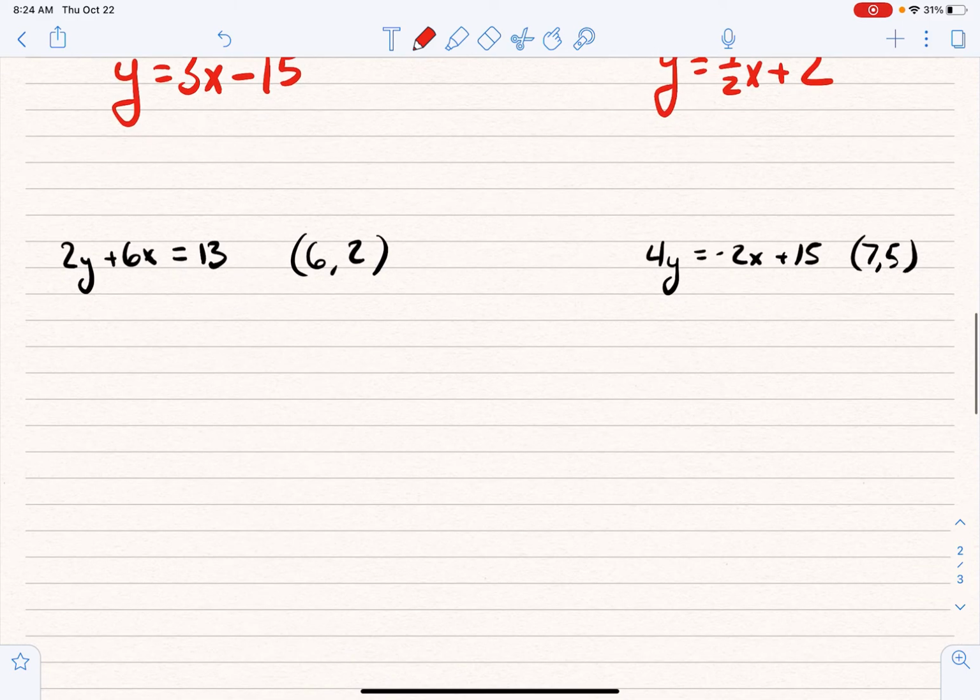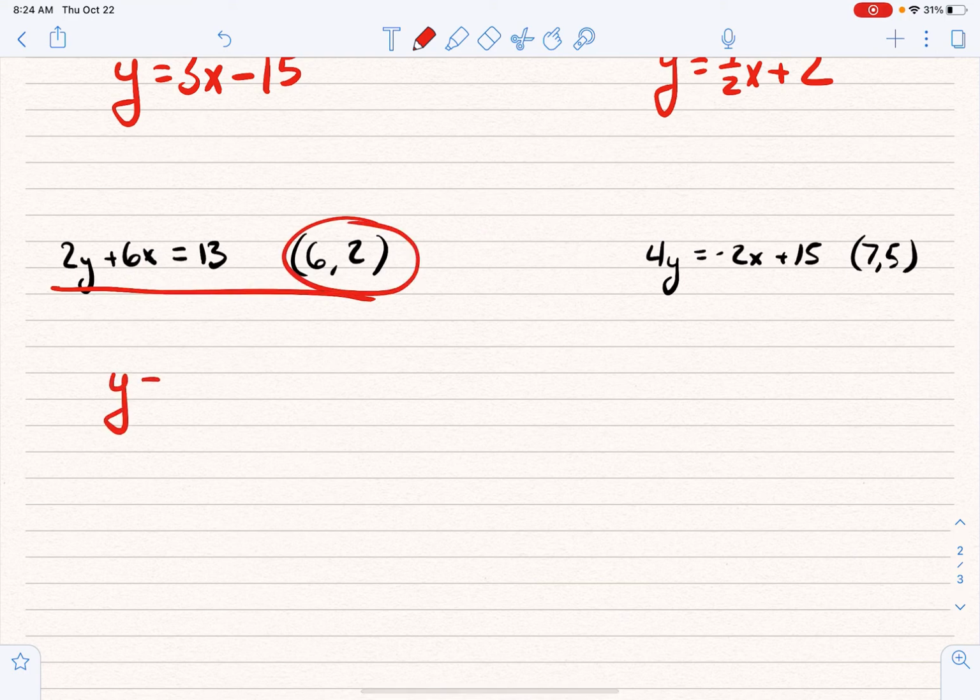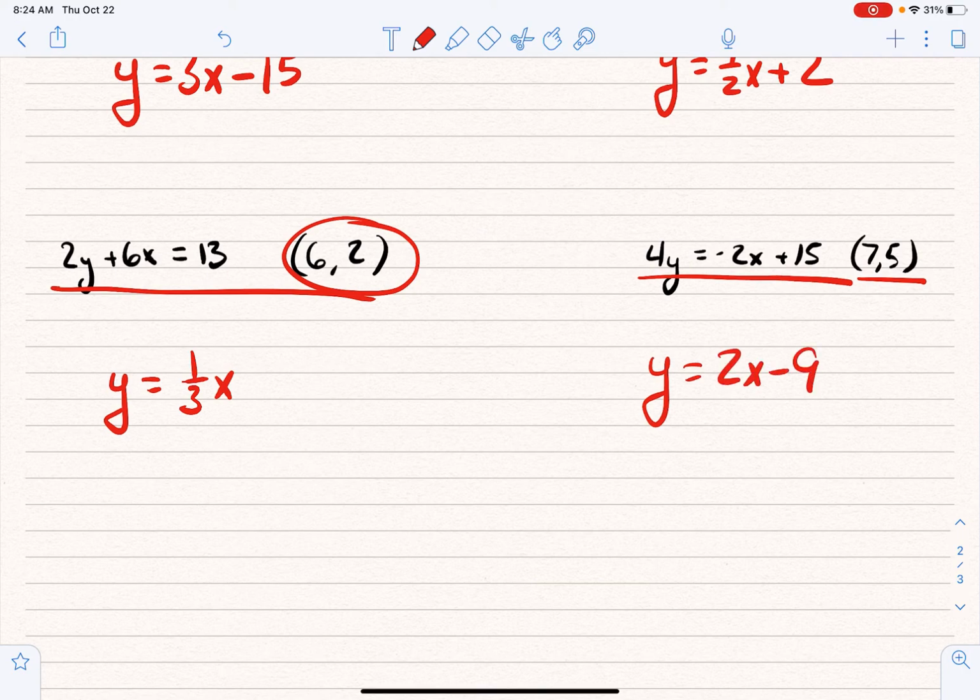And lastly, we had to do a couple of perpendicular ones. So perpendicular to this that passes through this point would be y equals 1/3 x. And for this one right here, perpendicular to this that passes through this point would be y equals 2x minus 9. Okay? And that's what you should have.